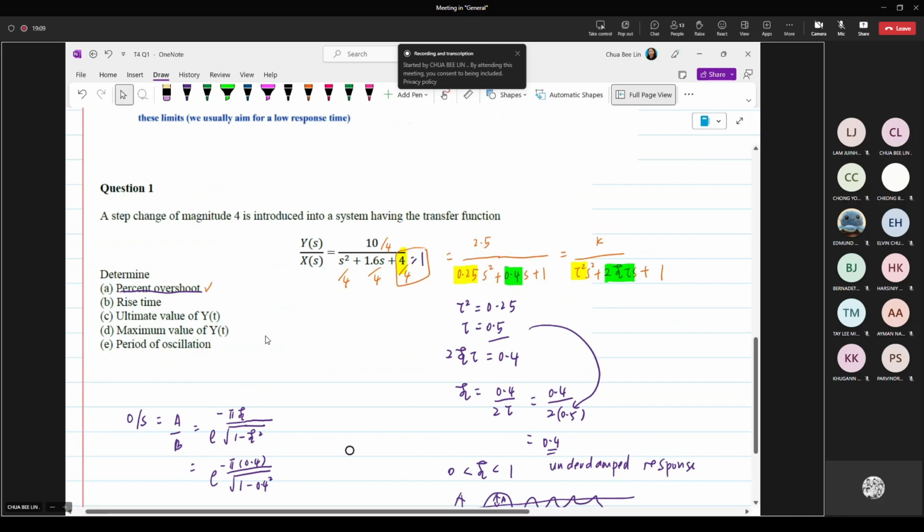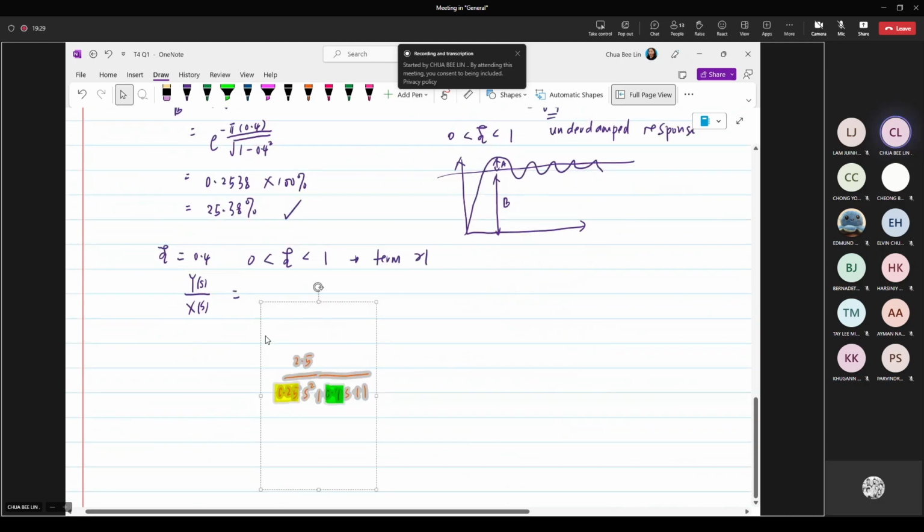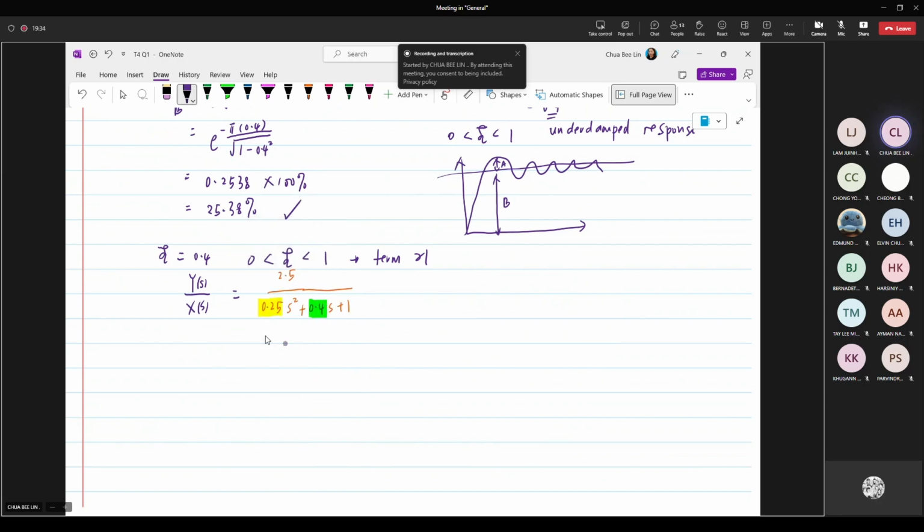and you are given M, magnitude of 4. So M equals 4. Step change means your X(s) equals M over s equals 4 over s. So this is our step change. So from here, you will copy the transfer function of this, and this one equals 4 over s. So you're having your Y(s) equivalent to 4 multiplied 2.5 over s multiplied with this whole thing.